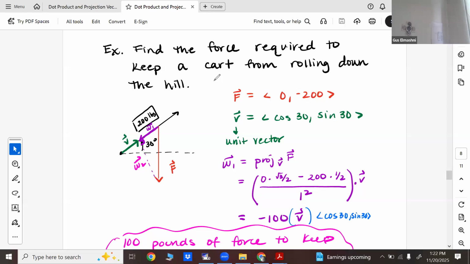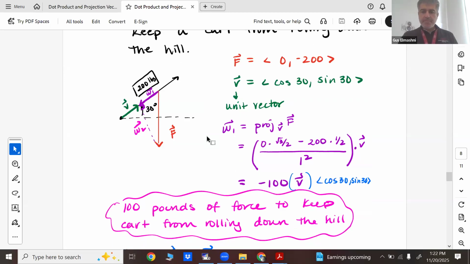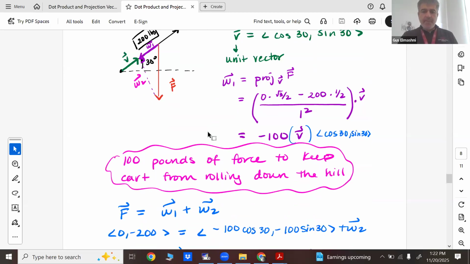And then multiply by vector V. So negative 100 cosine 30, sine 30. Wherever that is. That's going to be vector W1. So it's going to the left and down. If you find the magnitude of that, that will be 100. So fine. And that totally makes sense.